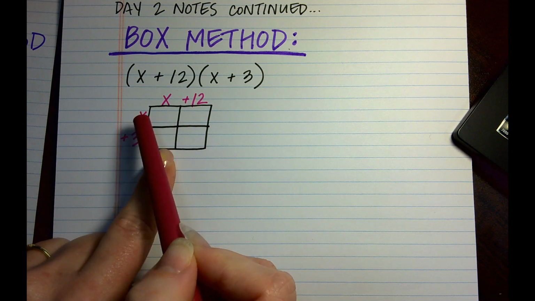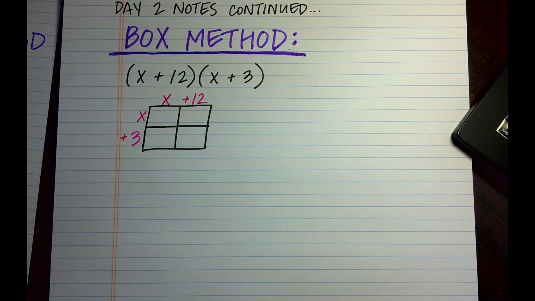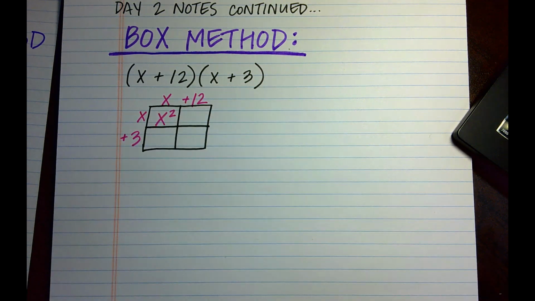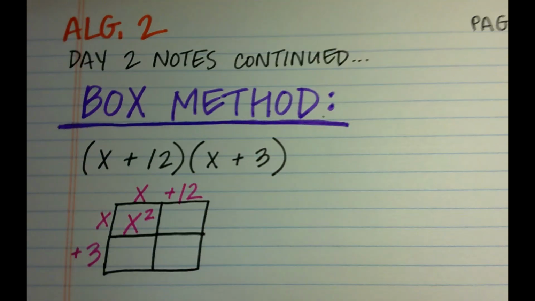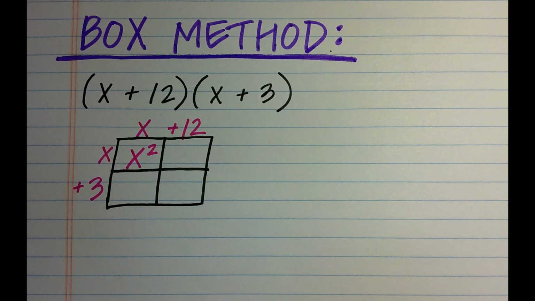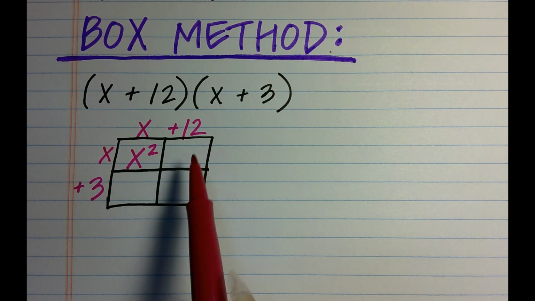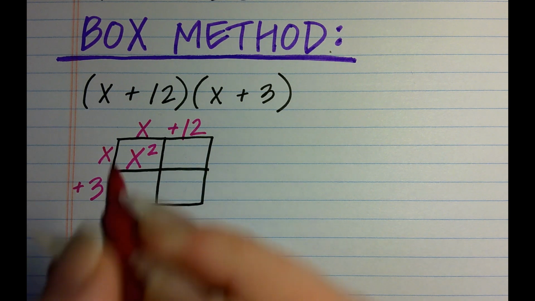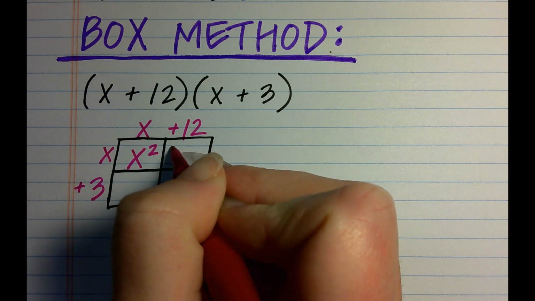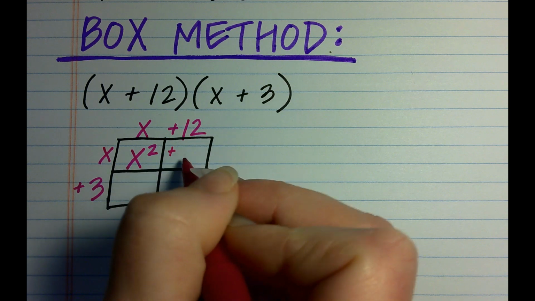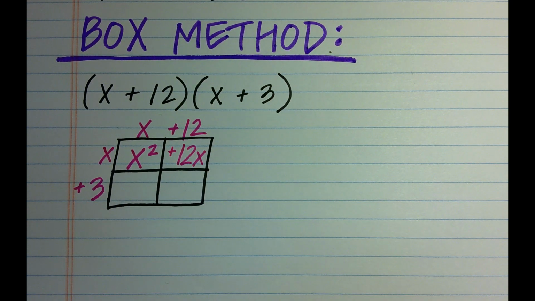In this first box, I have x times x. What does that give me? X squared. Good. So that's what we write in our first box. And let me zoom in on this. I know it's kind of tiny. Okay, so what would I be multiplying to get the answer for the second box? X times 12, good. Which gives me what? 12x. So again, optional, but I like to do this. Because I know it's a positive, I'm going to write plus 12x.